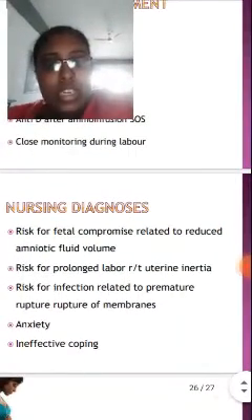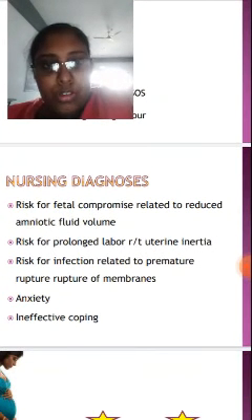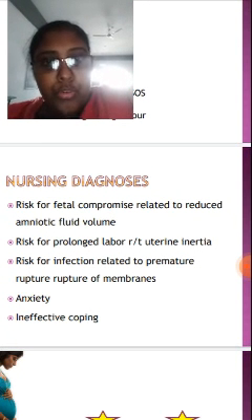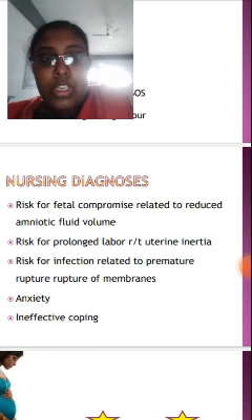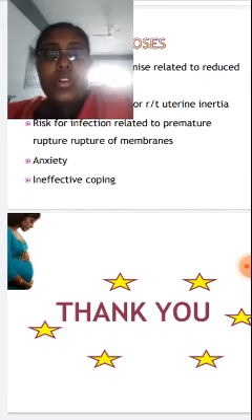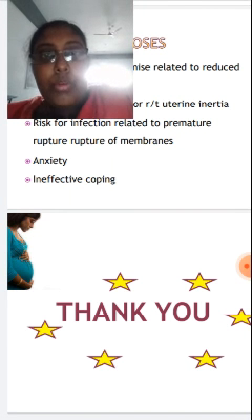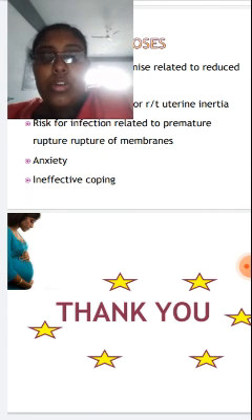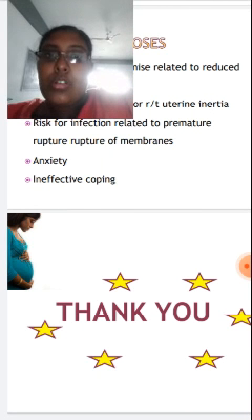The nursing diagnoses include risk for fetal compromise related to reduced amniotic fluid volume, risk for prolonged labor related to uterine inertia, risk for infection related to premature rupture of membrane, anxiety and ineffective coping. So these are the management. Thank you. So this is about oligohydramnios, decreased amniotic fluid, that is less than 200 ml, and the amniotic fluid index will be less than 5 cm. So this condition is called oligohydramnios.